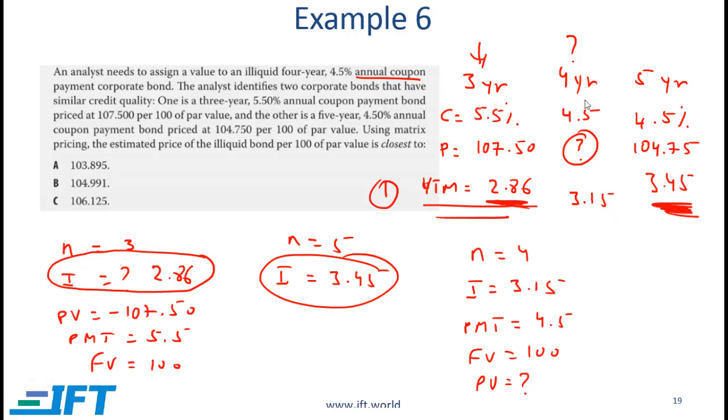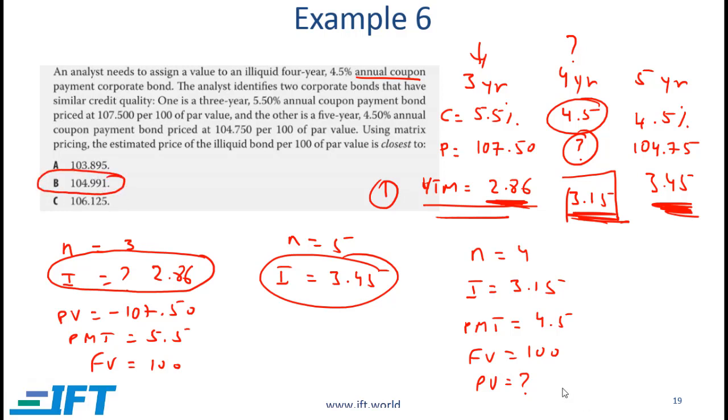Notice that 4 is exactly in between 3 and 5. So this is a very simple linear interpolation. The YTM for the 4-year bond is 3.15. Once you have the YTM, you can come up with the price. N is equal to 4 because this is a 4-year bond. The interest rate is 3.15. Payment is 4.5, which is the coupon rate. FV is 0. Compute PV and you will get minus 104.99. The correct answer therefore is this.